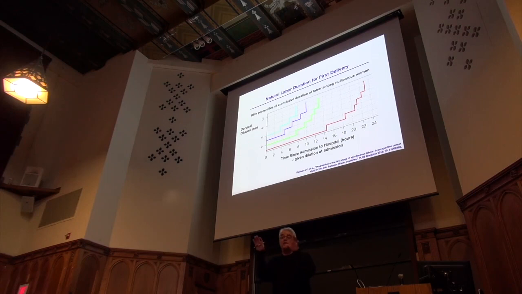So we define normal labor as taking a certain space, and then we say, oh my God, there's failure to progress, and then we cut you open to deliver the baby. You see, our arbitrary construction of what normal labor is changes our actions. And that's one of the most important ideas I'd like to communicate today.